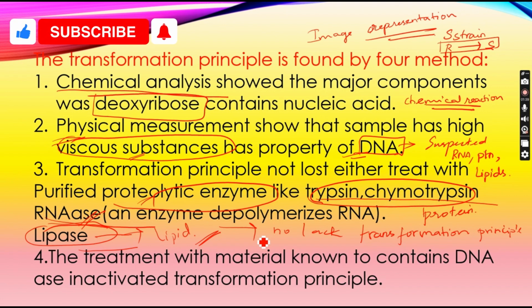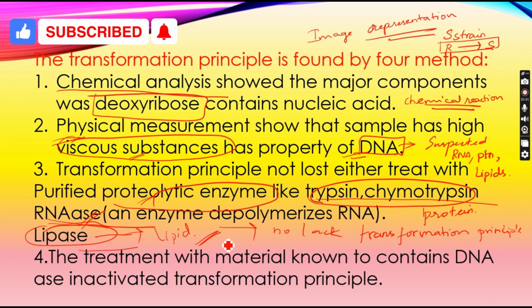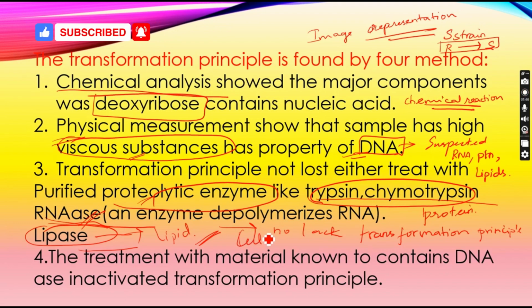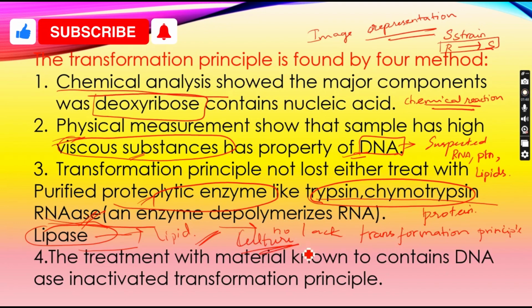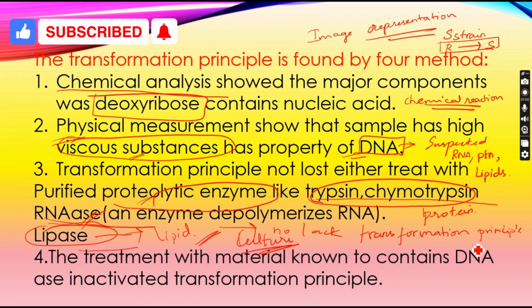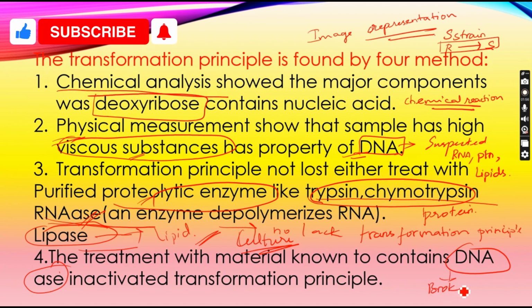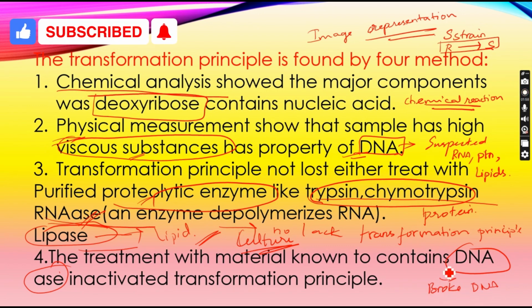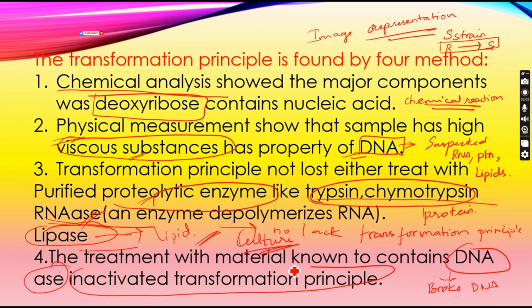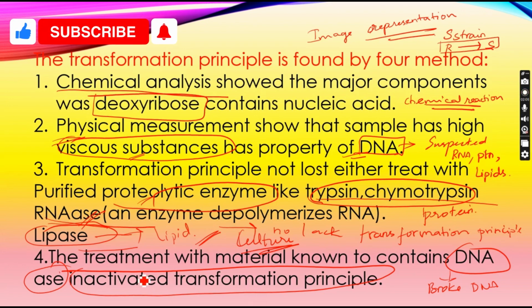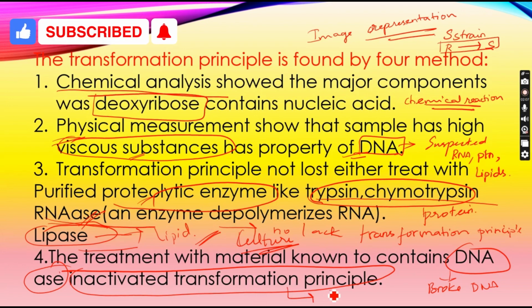So to confirm that it is DNA, the culture is then treated with DNase enzyme, which can break down DNA. When it was treated with DNase, it causes the inactivation of the transformation principle. So it was confirmed that DNA is the genetic material.